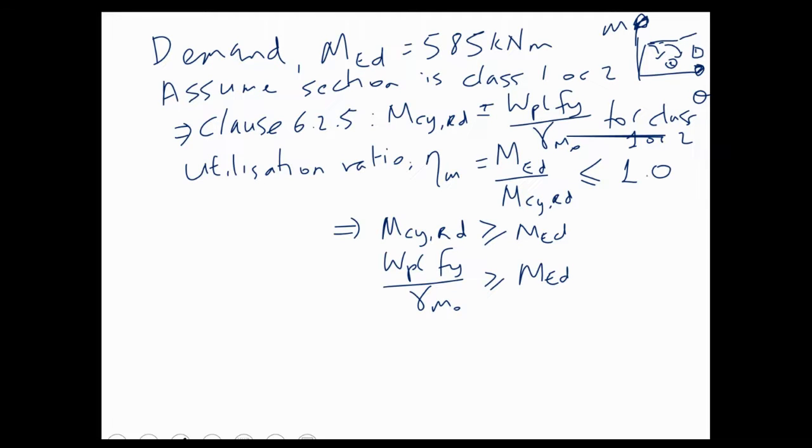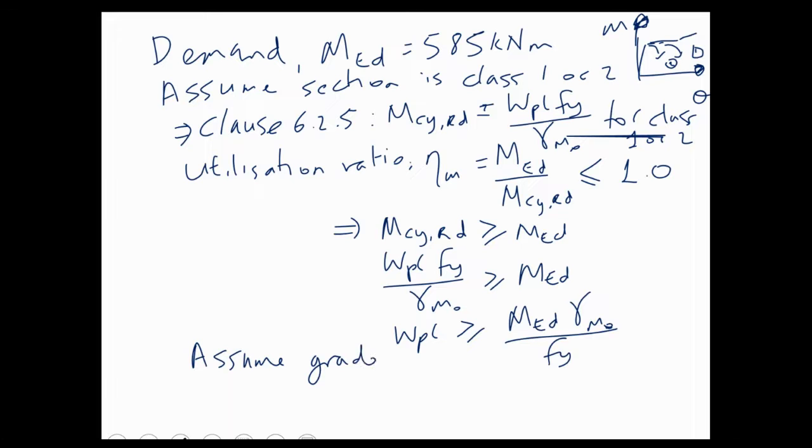And therefore, to try and work out what section size we should use, we can work out whether the plastic modulus should be greater than or equal to the demand times the material partial factor of safety, divided by Fy. Now, if we're going to assume that it's grade S275, which we have said, and the thickness of the flange is less than or equal to 40 millimeters, so that's another assumption. Okay, so that's two assumptions we've made already.